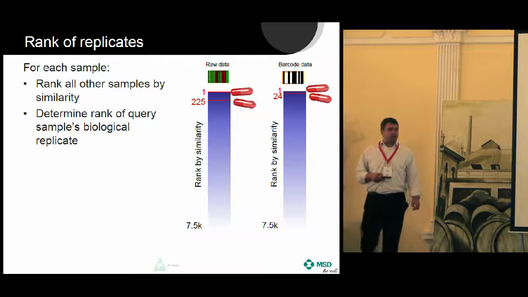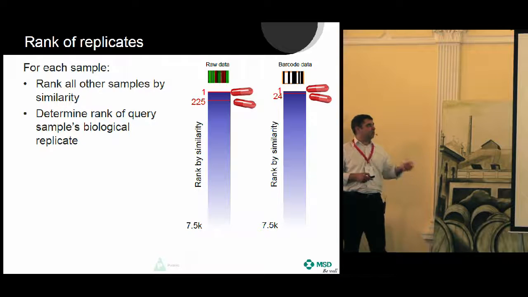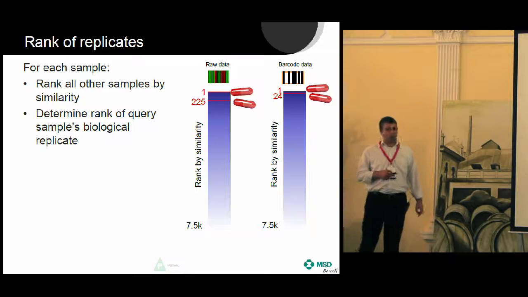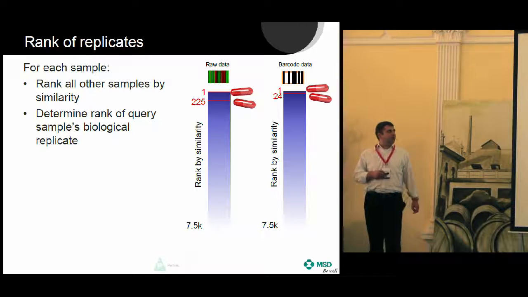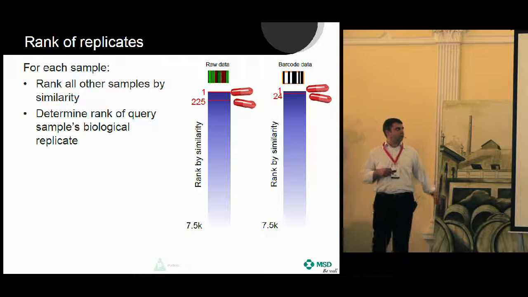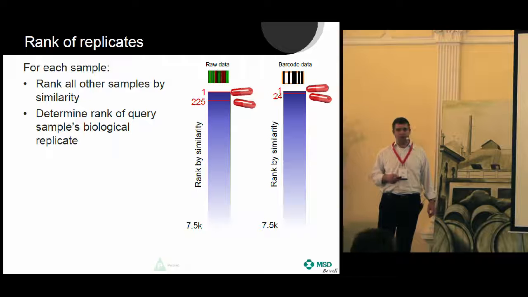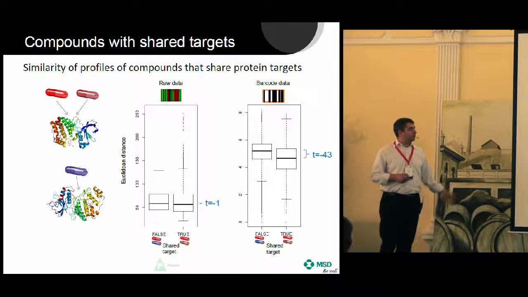So to start off with, this is the training objective, basically, to make replicates more like each other. And so I showed you that in the raw data, your replicate is approximately 225th in the list. In the barcode data, it's 24th. So that's good, but that's what the model was trained to do. What's more interesting is what else it does.